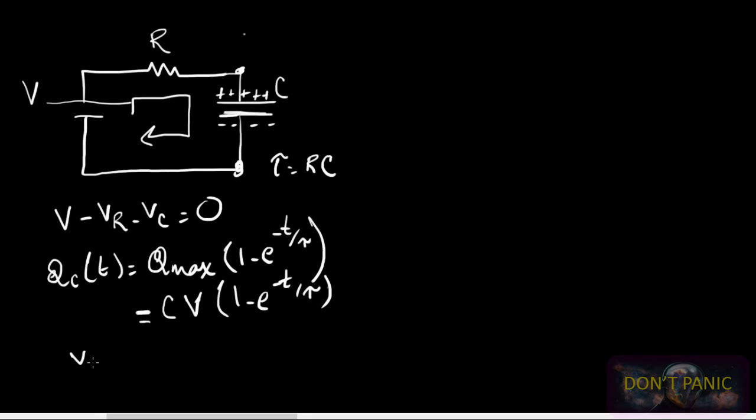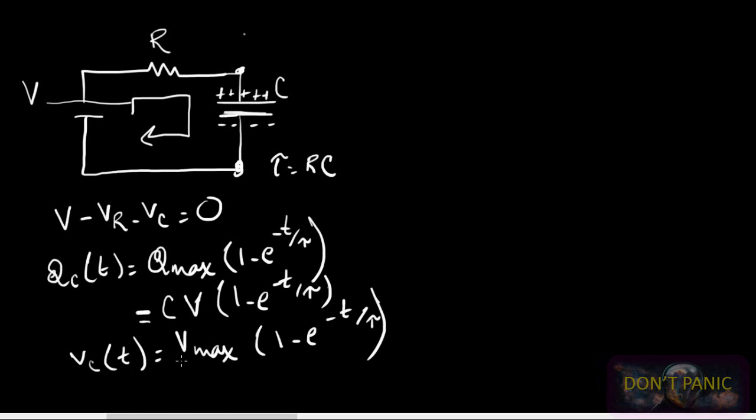Voltage across the capacitor as a function of time. What would that be? That would be the maximum possible voltage, again times 1 minus e to the minus t over tau. Okay, does this make sense? So this implies that at time t equal to 0, e to the 0 is 1, so 1 minus 1 is 0. So voltage across the capacitor is 0 at time t equal to 0, which makes sense.